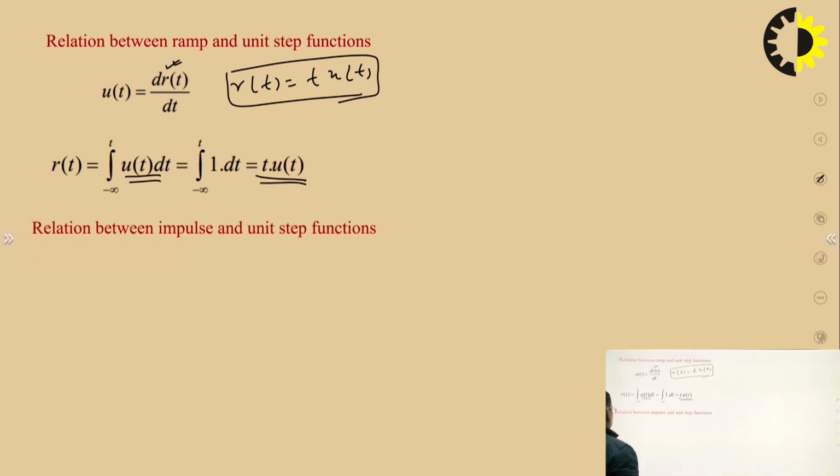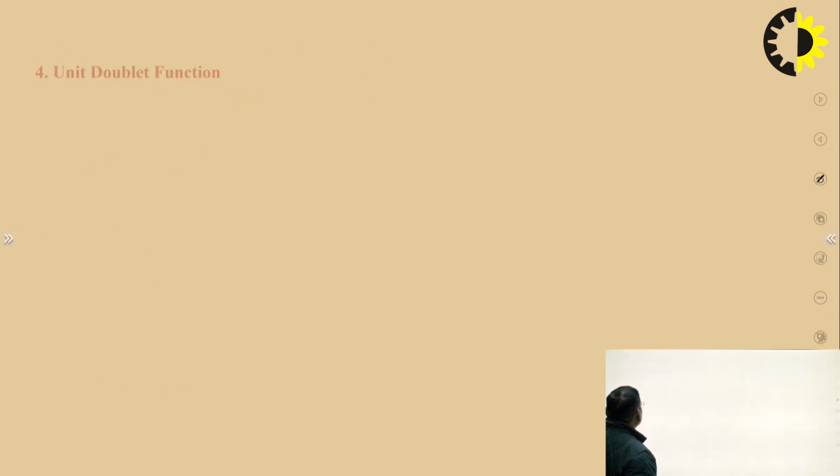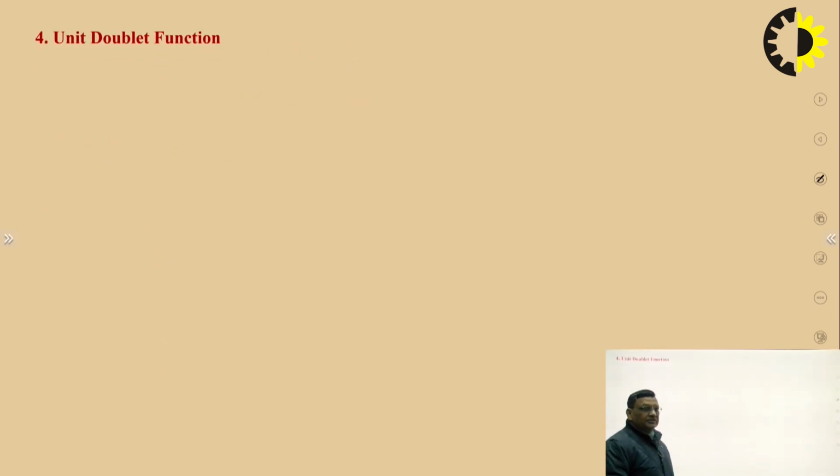Now, the relationship between impulse and unit step. If you integrate the impulse function over minus infinity to time t, we get the unit step. And if you differentiate the unit step, we get the impulse. So these are the relationships between the unit step, ramp and impulse function.